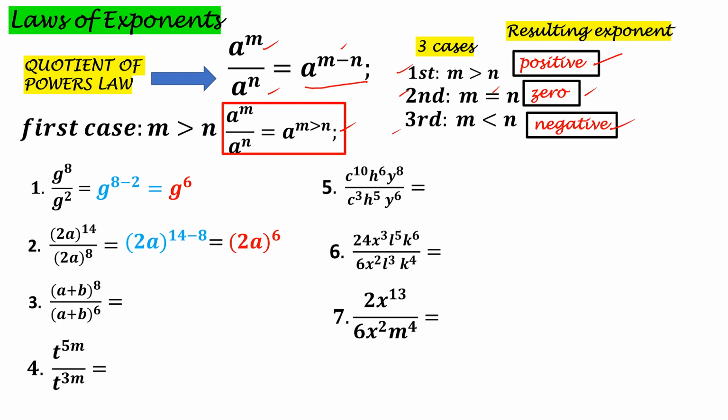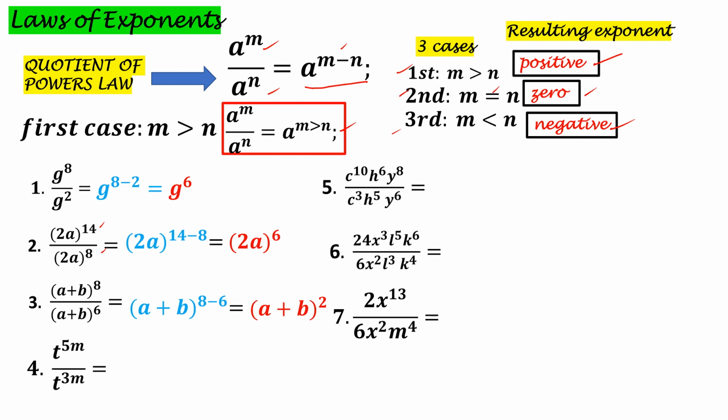Do not forget that the numerator's exponent will be subtracted by the exponent of the denominator. Well, number 3, our common base there is a plus b, quantity of a plus b, and then 8 minus 6. Then it will give you the quotient of quantity of a plus b to the power of 2.